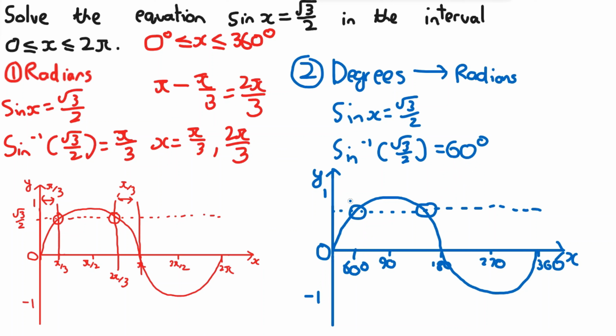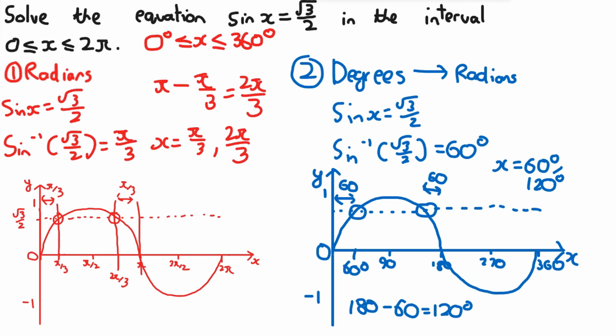And we know that the difference between this point and this point therefore is going to be 60. And we see that the other point is here, and therefore the difference between this and 180 is also going to be 60. So therefore it's going to be 180 minus 60, which is equal to 120 degrees. So therefore the two solutions in degrees are going to be 60 degrees and 120 degrees.